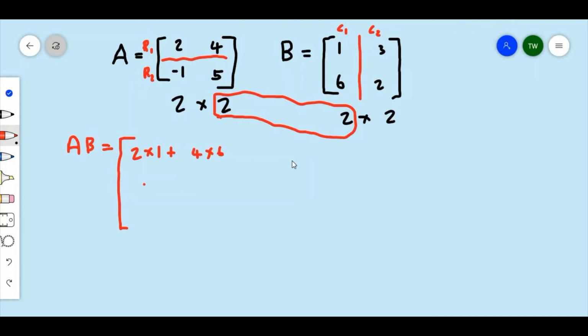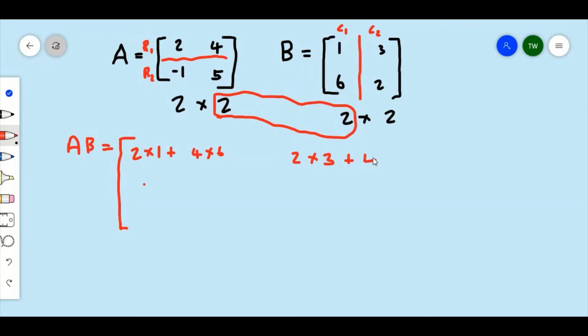Now we're going to multiply row 1 by column 2. So we give this some space to show that we are dealing with a different term. So it's going to be 2 times 3 plus 4 times 2.